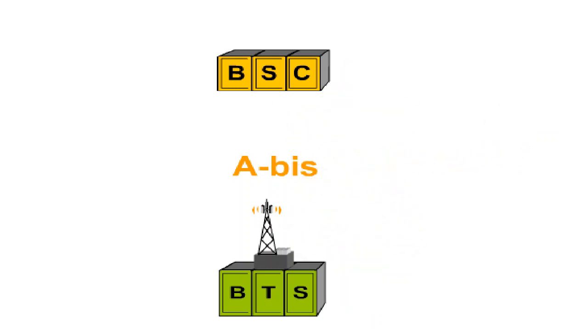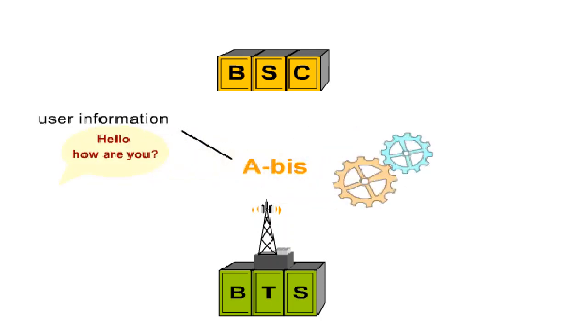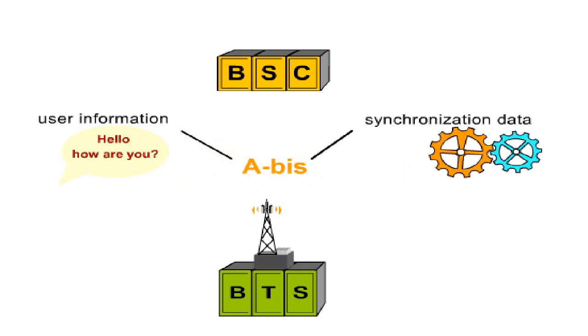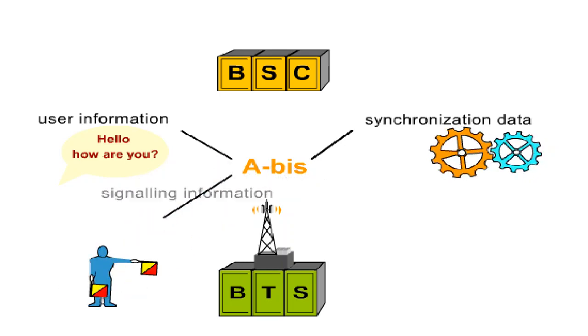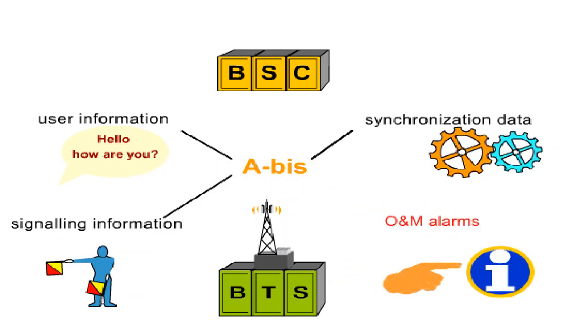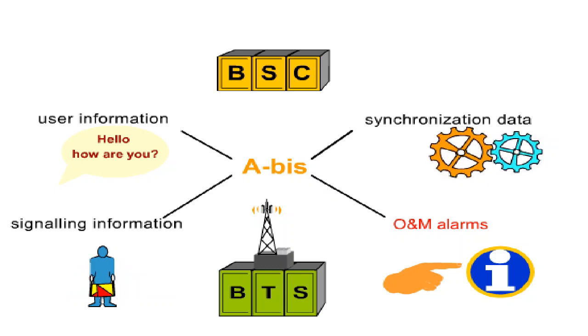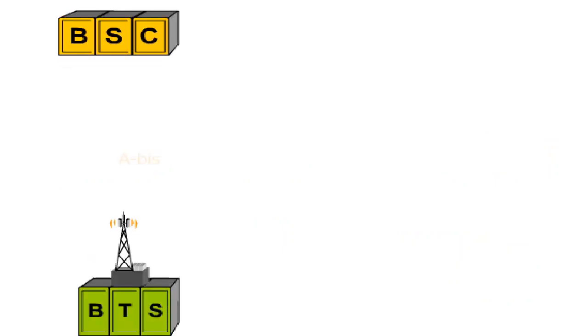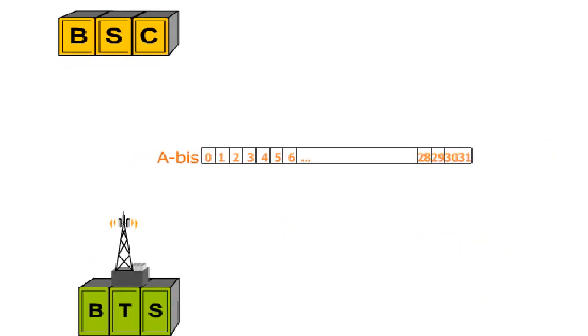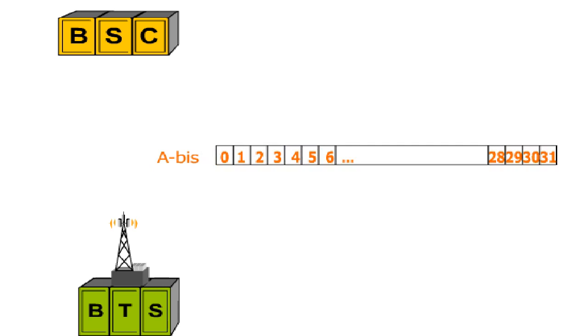4 types of information can be transmitted over the A-bis interface: user information, synchronization data, signaling information, and data for the operation and maintenance of the BTS, known as O&M alarms. In the basic configuration, the channels of the A-bis interface are directly connected to the time slots of the radio transmission at the air interface. The physical data rate is 64 kilobits per second.